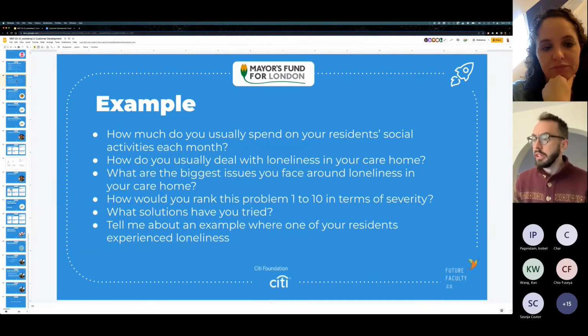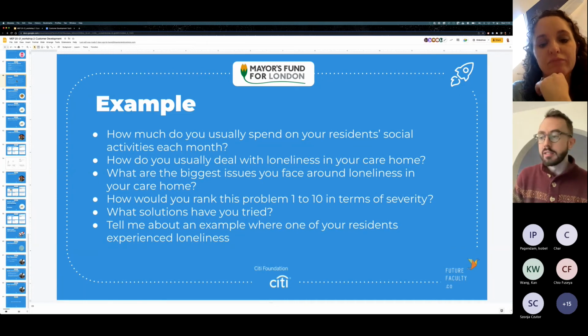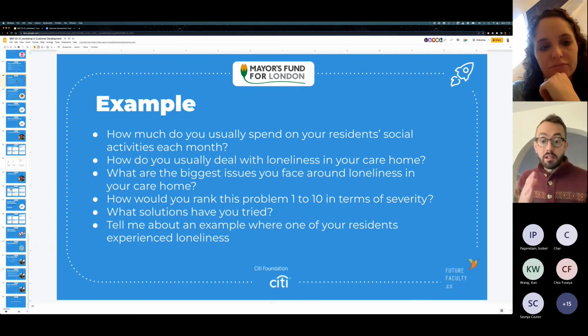So a couple of examples. This is kind of going back to our aging example. How much do you spend on your residents' social activities per month, right? Then you're getting a core metric. You might get a range. You might then start to see trends. Nursing homes of this price point spend this much, et cetera, et cetera.